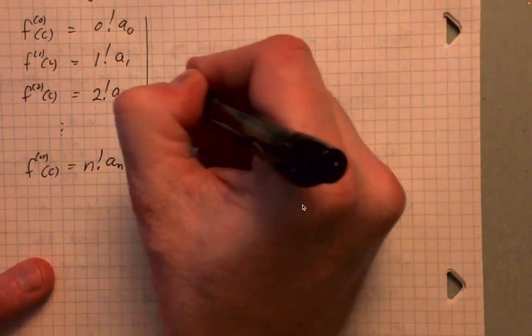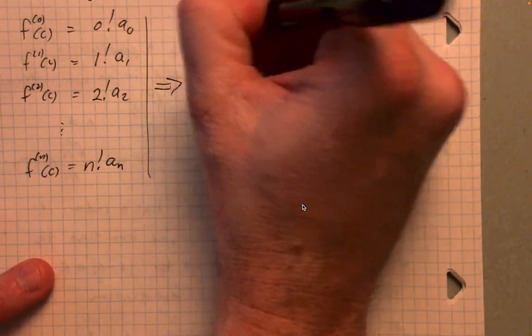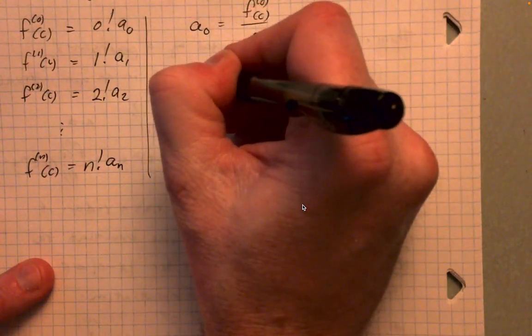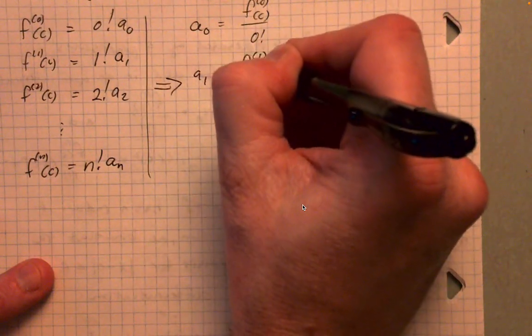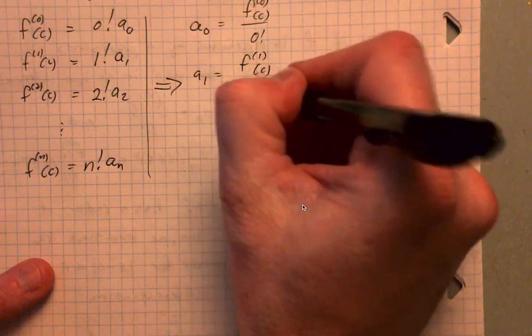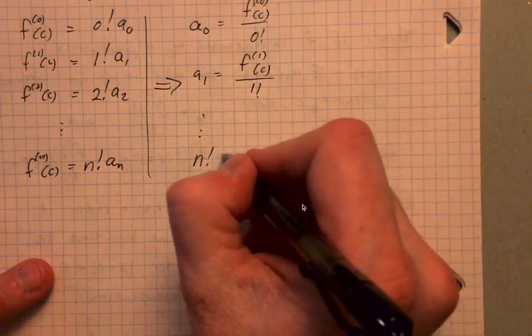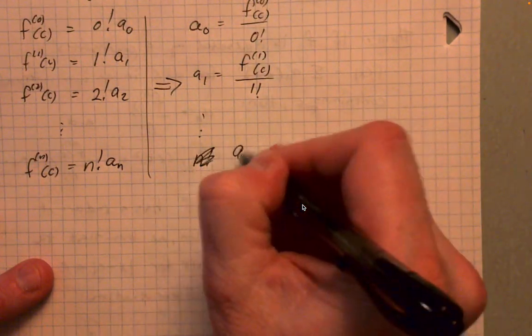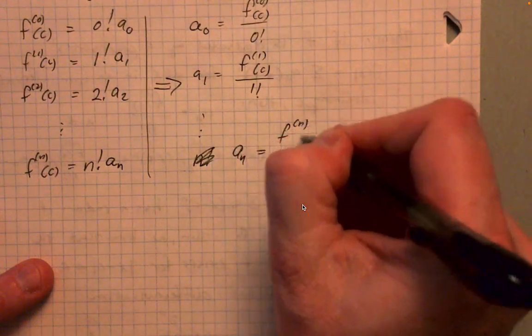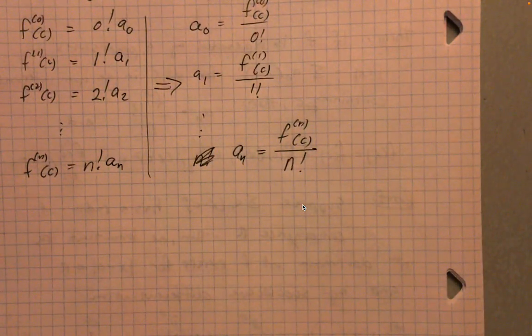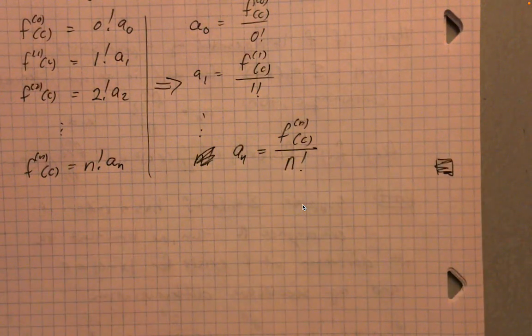We get this pattern, and of course we can see that this implies that a0 is f of 0 evaluated at c over 0 factorial, a1 is the first derivative evaluated at c divided by 1 factorial, and so on. Really the one that we care about is the nth coefficient, a sub n, that is the nth derivative evaluated at c divided by n factorial, which is the result that we were after. We just want to make sure that we can see exactly where these coefficients are derived from, and they're coming off of the power series.